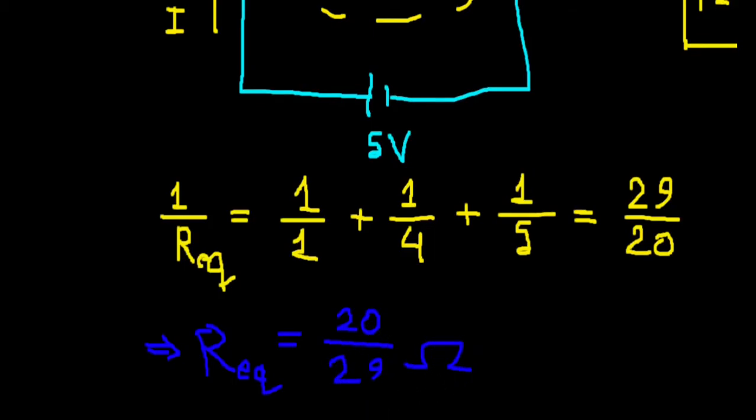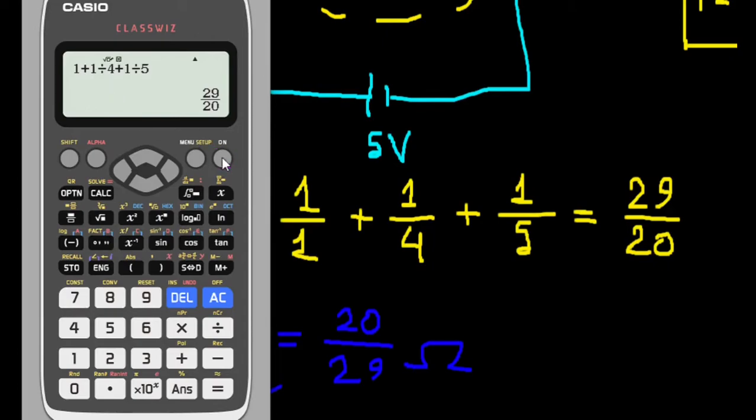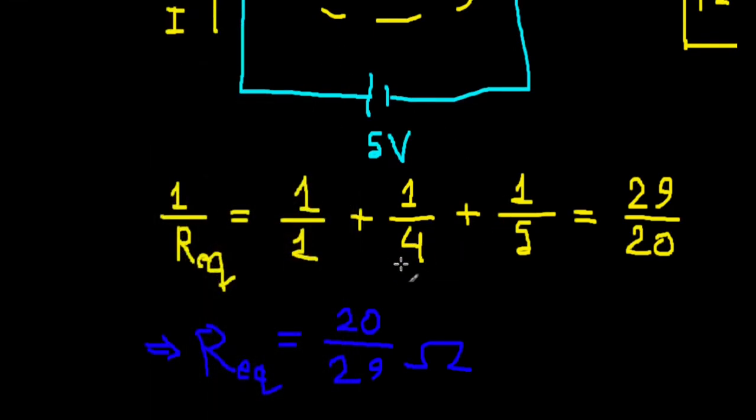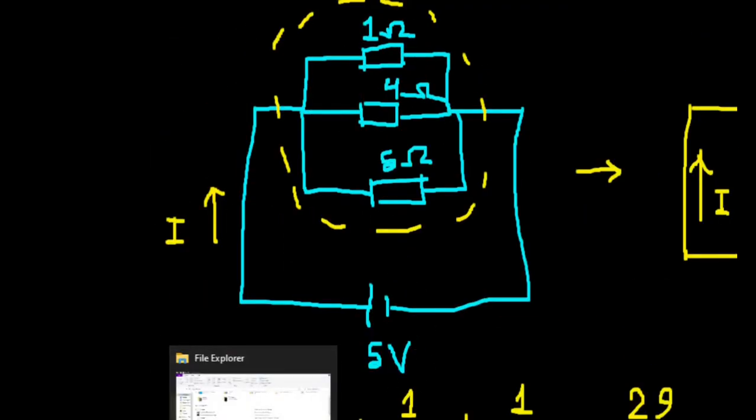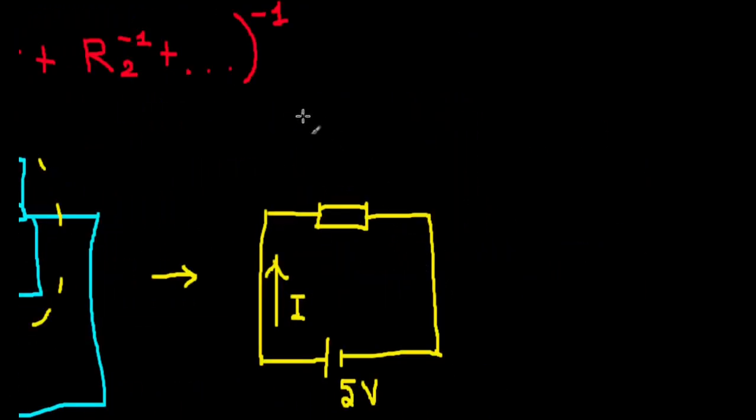If you want to do this directly in the calculator, open your bracket, sum of the reciprocals: 1 inverse, 4 inverse, plus 5 inverse, and an inverse outside, and then you'd get your answer. So anyways, this is my equivalent resistance, 20 by 29 ohms.